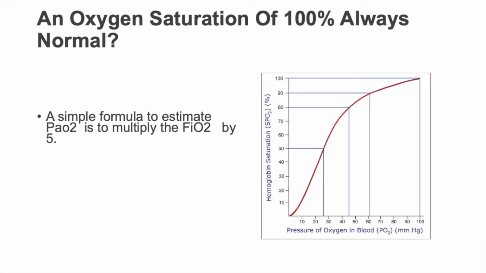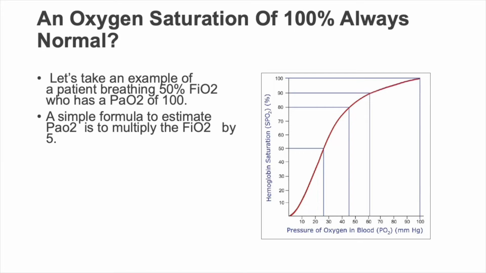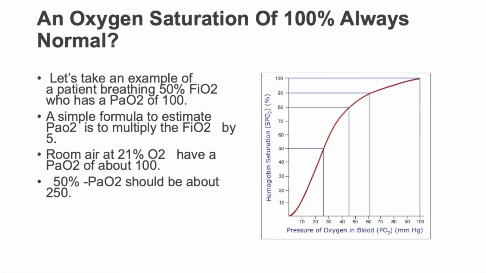Now the next question is, is an oxygen saturation of 100% normal? A very simple formula to estimate the arterial oxygen concentration, or PaO2, is to multiply the FiO2 by 5. Atmospheric air contains approximately 21% oxygen, and the PaO2 is around 100, that is 21 into 5. Let us see the example of a patient breathing 50% oxygen, FiO2 50%. Someone breathing room air at 21% oxygen should have a PaO2 around 100. So if the patient is breathing FiO2 50%, the PaO2 should be 50 into 5, that is 250.